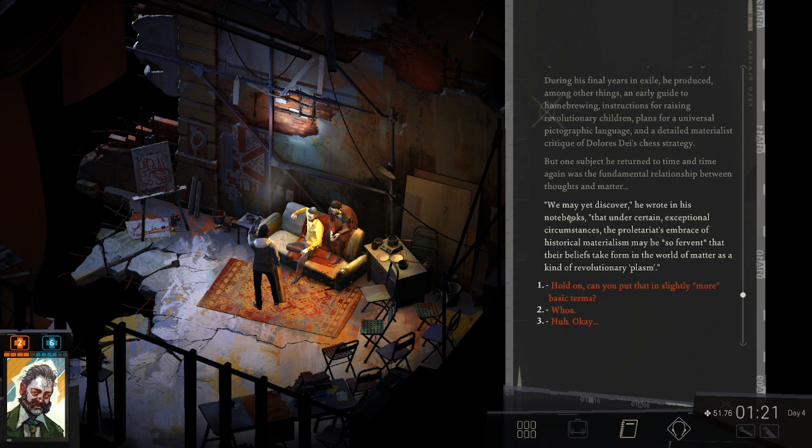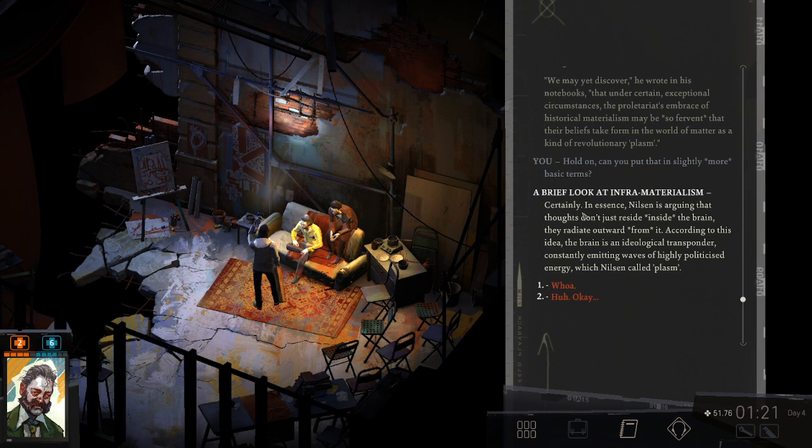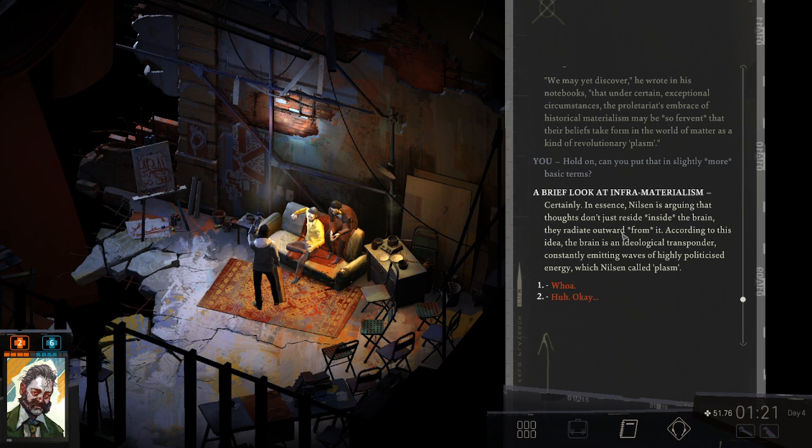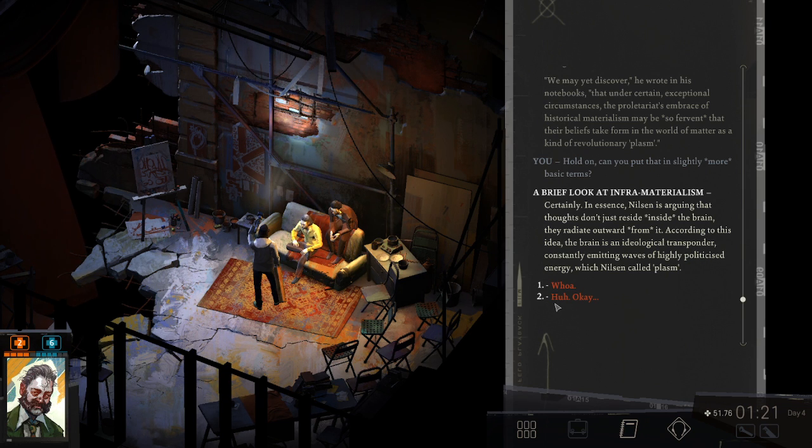We may yet discover, he wrote in his notebooks, that under certain exceptional circumstances, the proletariat's embrace of historical materialism may be so fervent that their beliefs take form in the world of matter as a kind of revolutionary plasm. Hold on, can you put that in slightly more basic terms? Certainly. In essence, Nilsson was arguing that thoughts don't just reside inside the brain, they radiate outward from it. According to this idea, the brain is an ideological transponder, constantly emanating waves of highly politicized energy, which Nilsson called plasm. So basically, whatever we think, our political energy radiates from our brain.